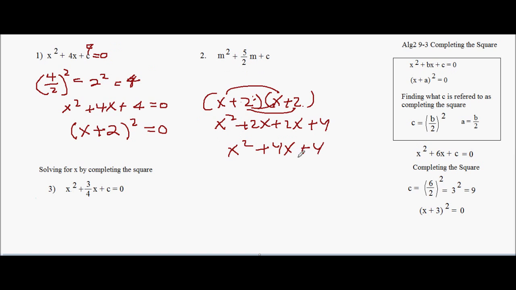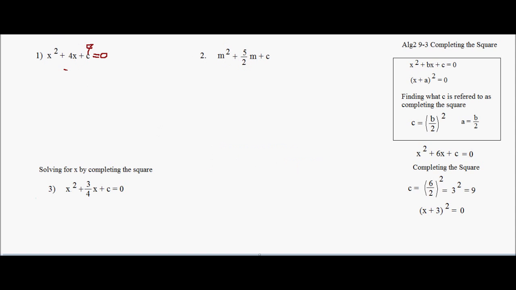So I've completed the square, and now I know that x is going to be minus 2, because if I put minus 2 in here, I get minus 2 plus 2 is 0. 0 squared is 0. And now I've found x, which is my goal. Okay.